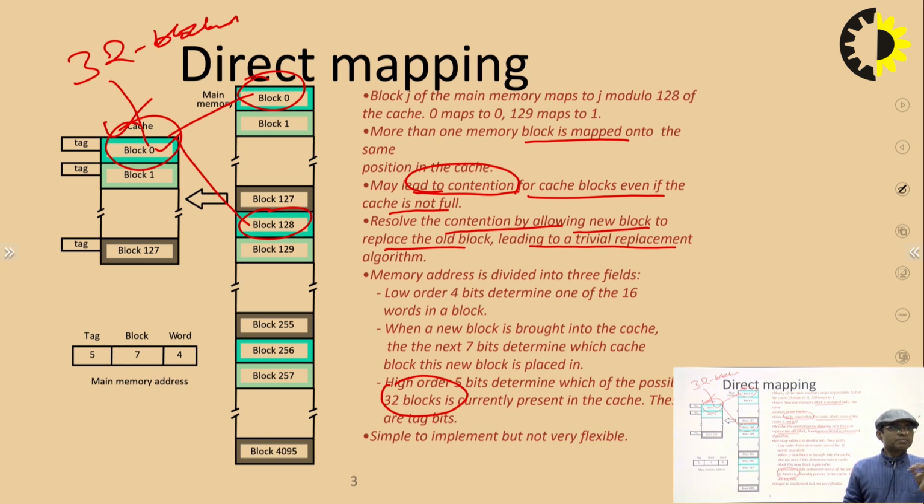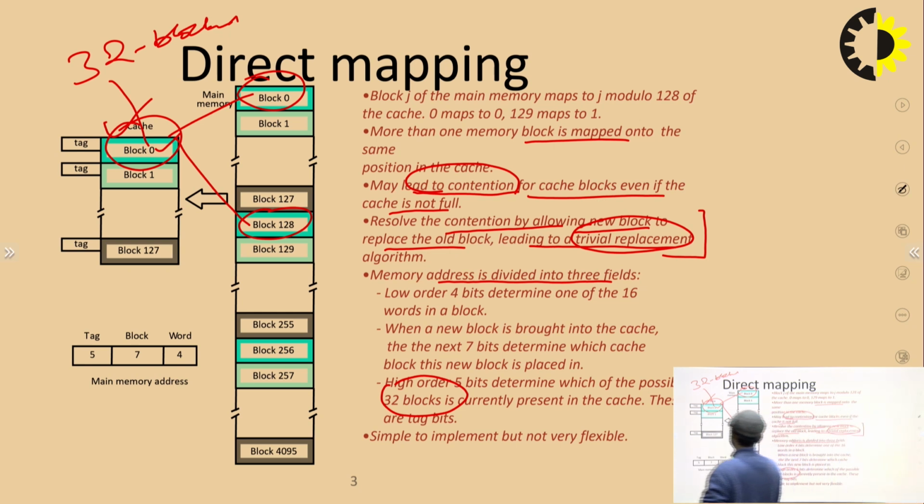So, there is one problem that is very important in direct memory mapping, that we have to remove the existing block if some new block has to be brought to the same place where the main memory block is mapped. So, this memory address is divided into 3 fields, 16 bits. The first 4 bits, that is the least significant bits, determine the word within a block.